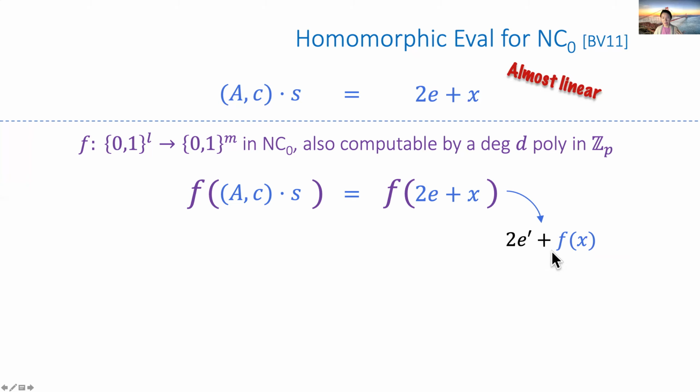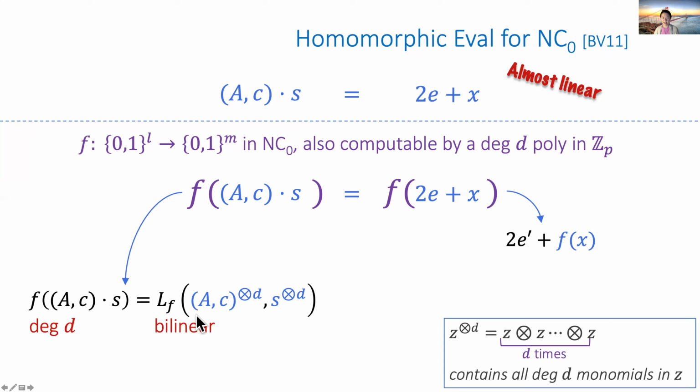This means we can get the perturbed output. On the other hand, if we look at the left-hand side, evaluating a degree D polynomial on the product of (A, C) and s means evaluating a bilinear function on degree D monomials over (A, C) and degree D monomials over s. Here we write the collection of degree D monomials over a vector z in the tensor product form, tensoring this vector with itself D times. And similarly for matrices.